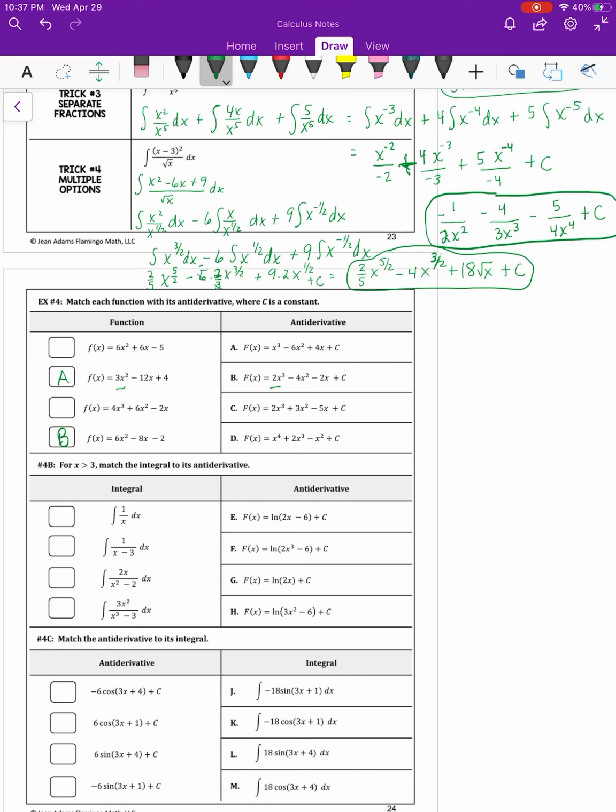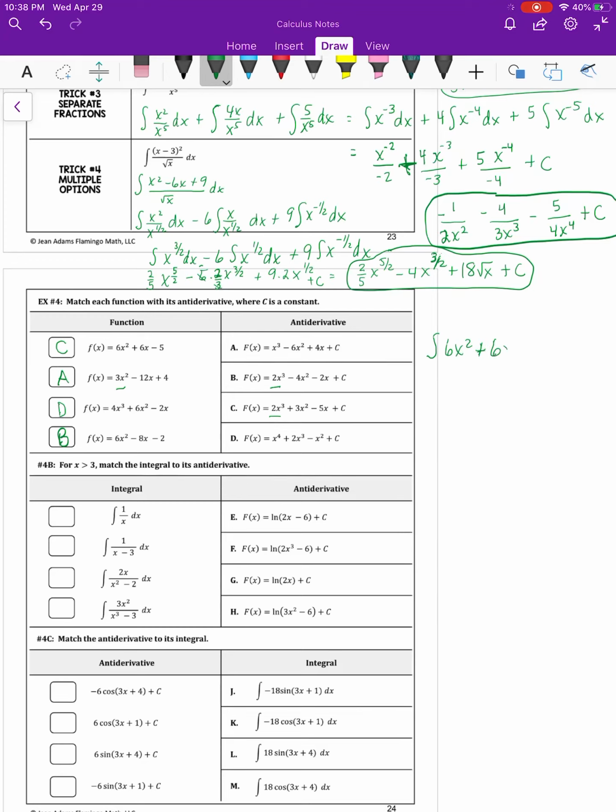Minus 8x. Okay, so that's this one. The other one had plus 6x. So right away, we see that this one is b. And then part c, if we took the derivative there, we'd have 6x squared plus 6x. So you can see that that one's going to be your c. And this one's going to be 4x cubed.